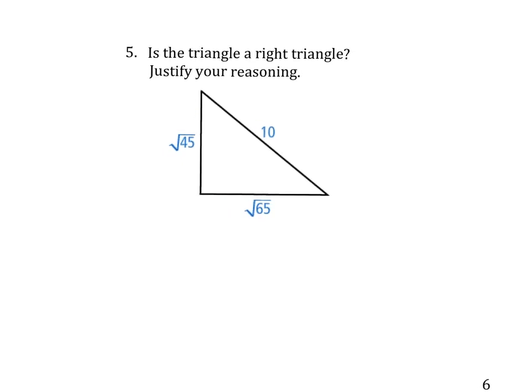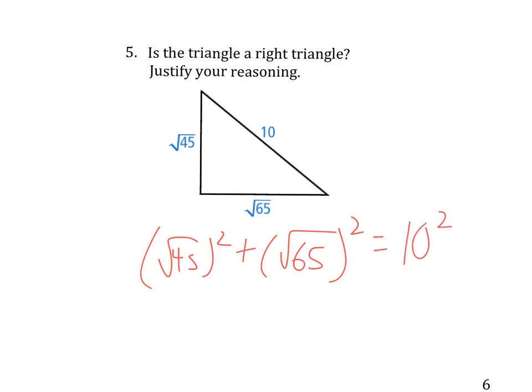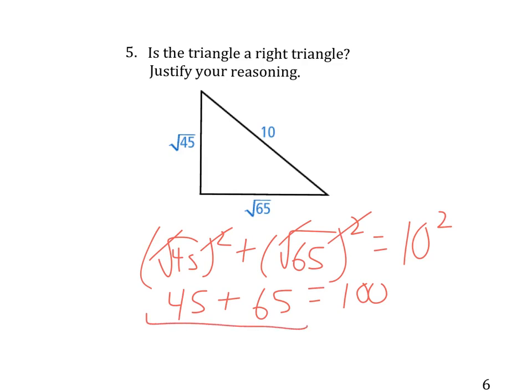Let's look at this one. 10 is my hypotenuse. Root 45 and square root of 65 are my legs. So let's try the same thing again that we just did. Square root of 45 squared plus square root of 65 squared equals 10 squared. So that means these cancel, you get 45 plus 65, equals 10 squared, which is 100. Is 45 plus 65 equal 100? Not quite. 110 does not equal 100, so no, it is not a right triangle.